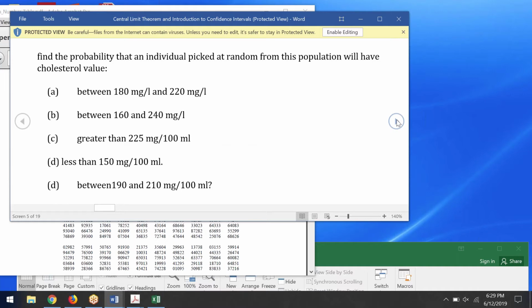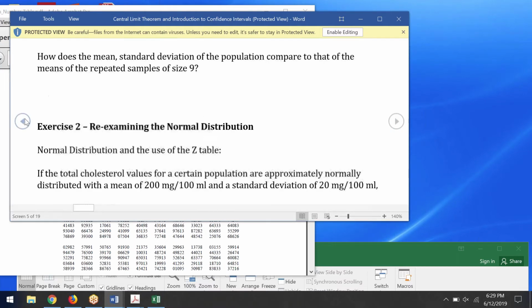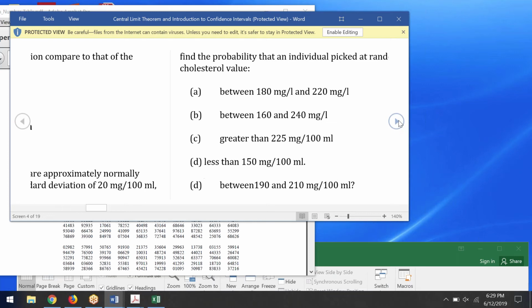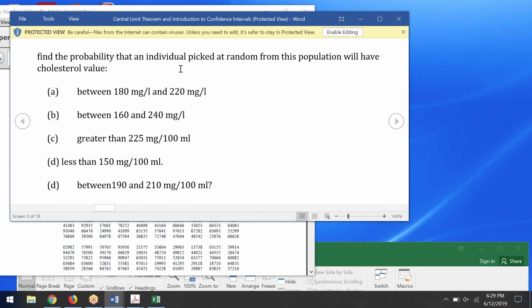We just went through this a bit ago. For instance, if the total cholesterol for a certain population is approximately normally distributed with a mean of 200 and a standard deviation of 20, we're going to answer a few questions. What's the probability an individual picked at random from this population will have a cholesterol value between 180 and 220? That's going to be 68%, right? One standard deviation above, one standard deviation below.